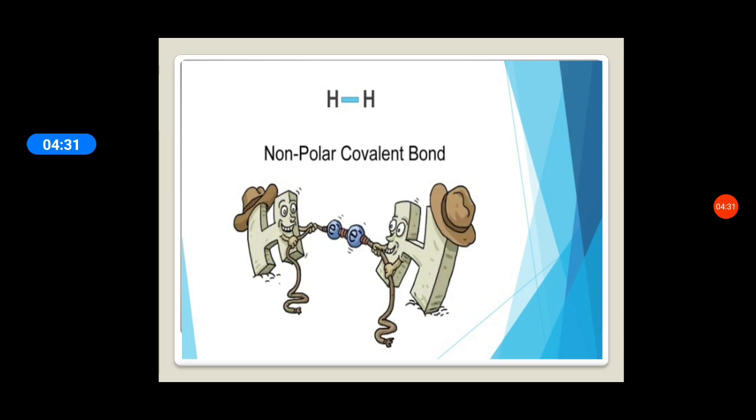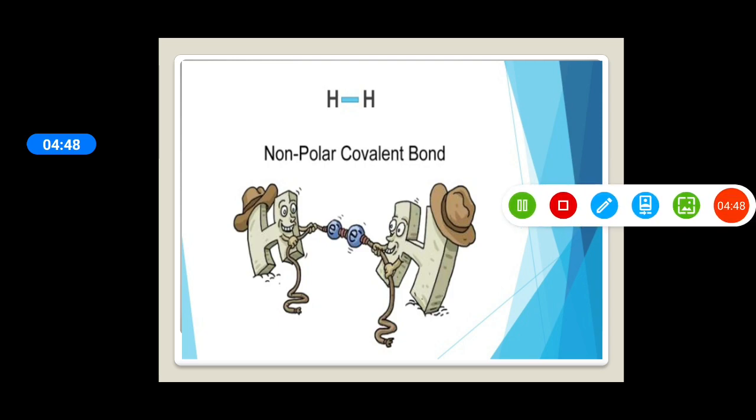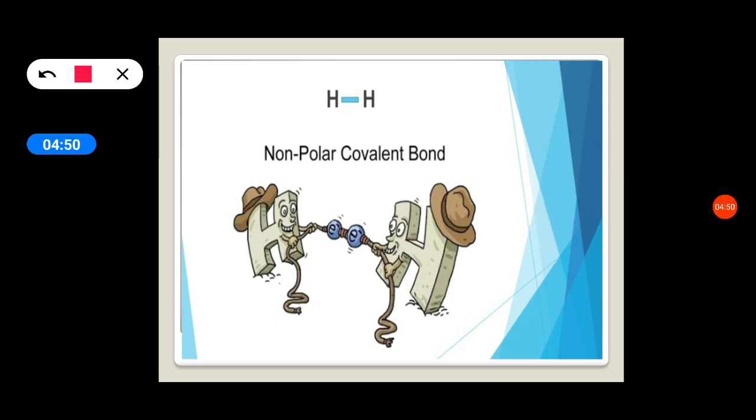So let us see hydrogen and hydrogen. In this picture, it is depicted that both have equal electron attracting capacity. Therefore, the shared pair of electrons lies between the two atoms. The electrons lie at the center between the two atoms. So, when the electrons are at the center, there is equal distribution of electron density within this molecule. Therefore, this H-H bond is called a non-polar covalent bond.